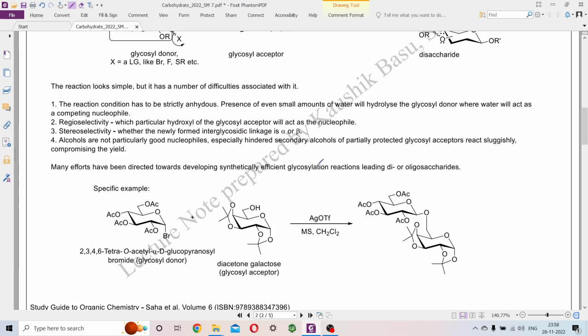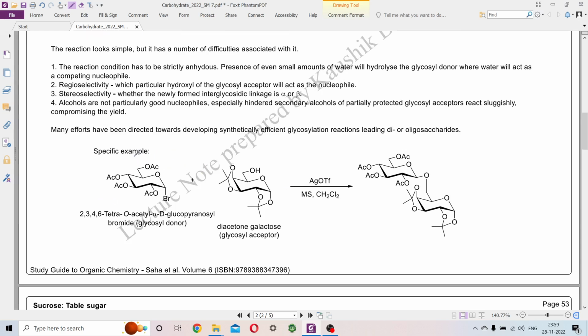One of the examples I have illustrated here: we have taken a glucopyranosyl unit where at the anomeric carbon you have a leaving group, bromine, placed at the alpha position. This is a 2,3,4,6-tetra-O-acetyl. See, I have to protect all these hydroxyls with acetyl, because otherwise a self-condensation reaction will take place.